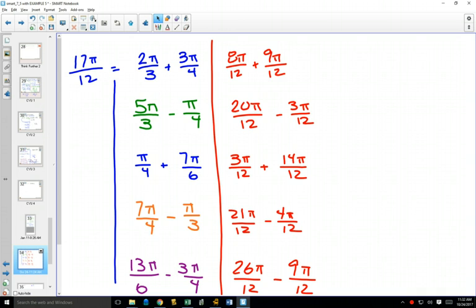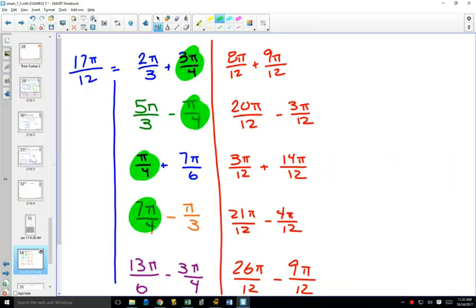This one has pi over 3 and pi over 4, but this one doesn't have pi over 3 and pi over 4. This one. Pi over 4 is in all of them. Okay? So I'm going to highlight that because that's going to be really important. Here's a pi over 4, here's a pi over 4, there's a pi over 4.